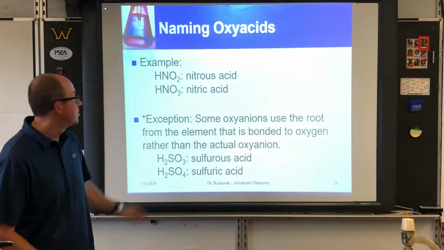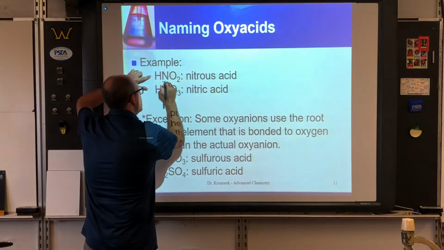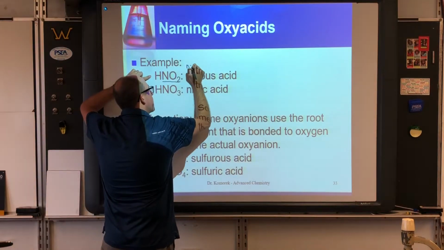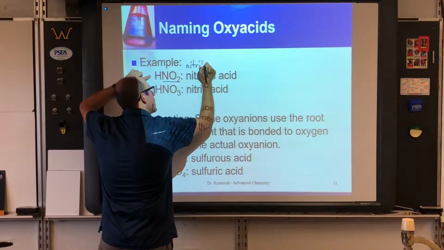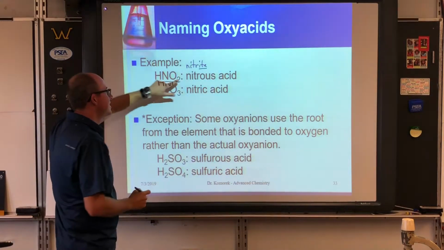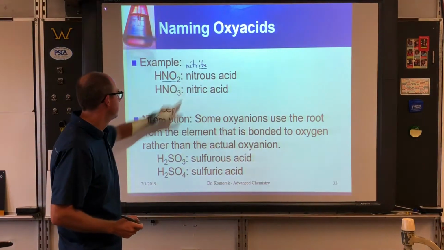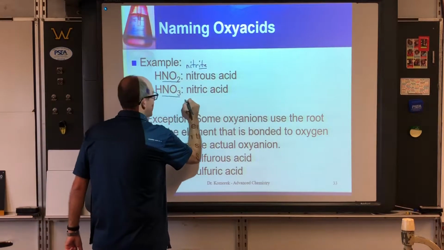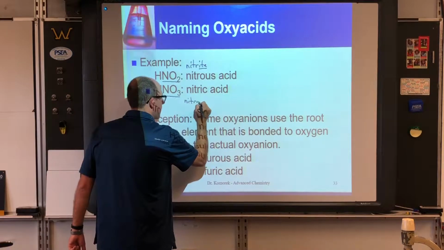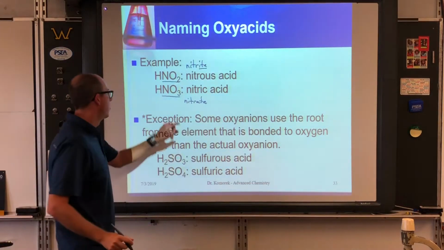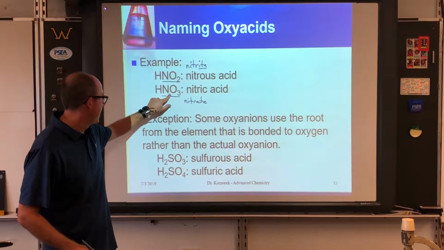So some examples. Here I have nitrite. So the name of the acid is nitrous acid. In this one I have nitrate. So this becomes nitric acid.